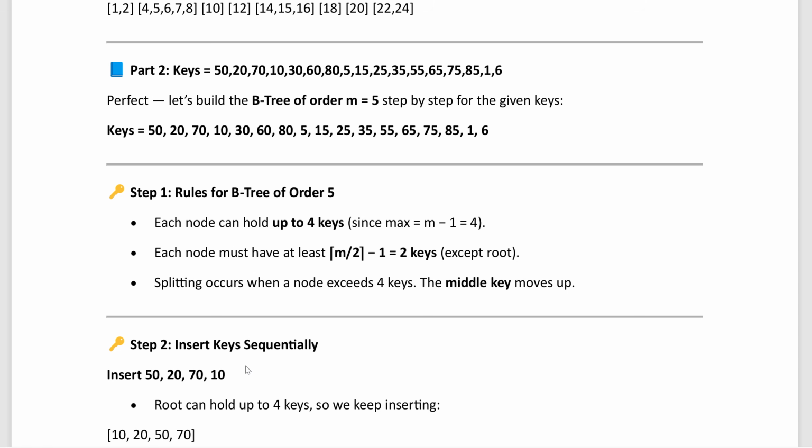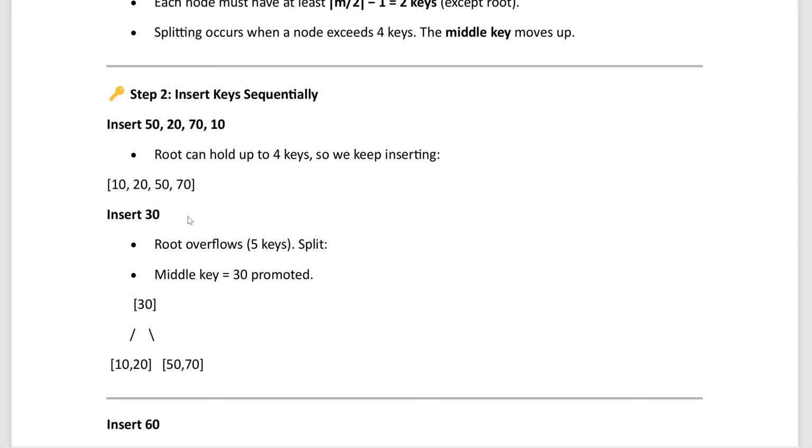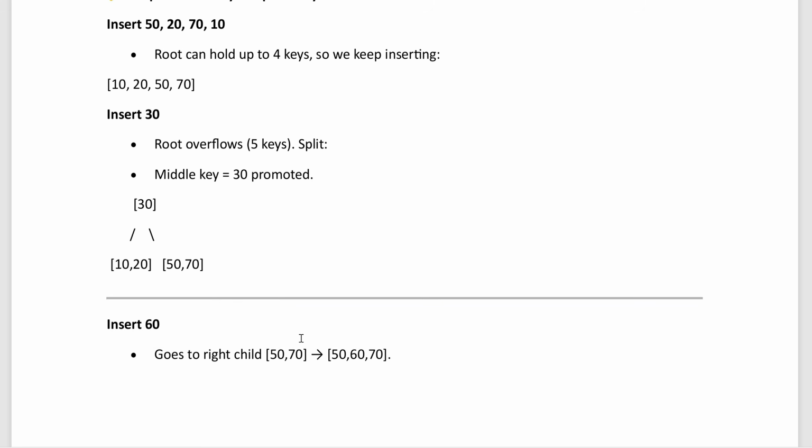So first of all, we insert the keys sequentially. The first 4 keys we insert are 50, 20, 70, and 10. And automatically these will be sorted in ascending order: 10, 20, 50, 70. Then we are going to insert 30. When we insert the fifth key, whose value is 30, a split operation will take place. And again in sorted order, 30 will become the root node, 10 and 20 will become the left node, and 50 and 70 will become the right node.